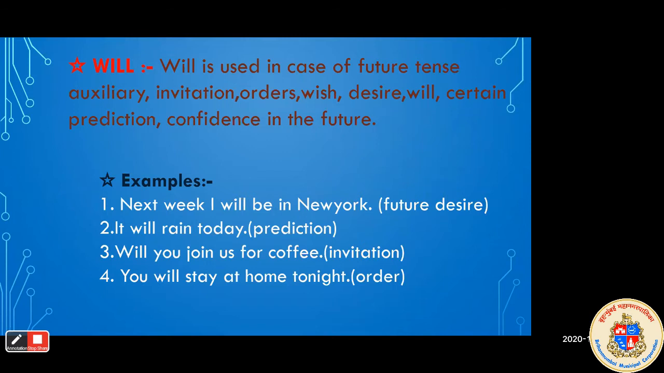And in the fourth sentence, "You will stay at home tonight." Here, an order is given. You have to stay at home tonight. So, to give an order, invitation, while doing prediction, while showing future desire, we can use the modal verb will. Let's move further.